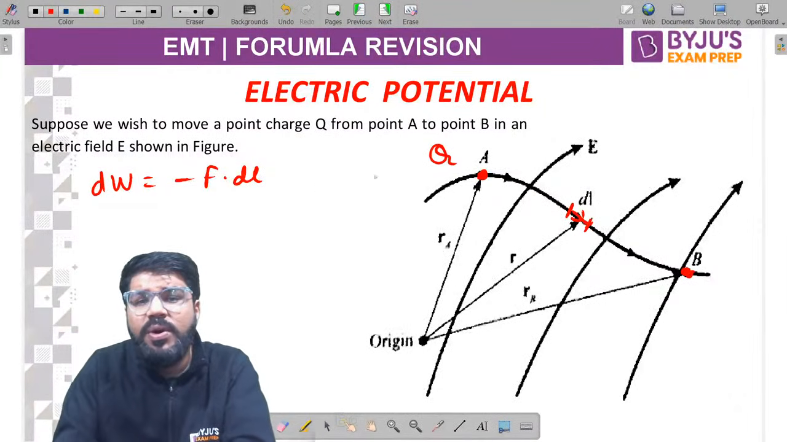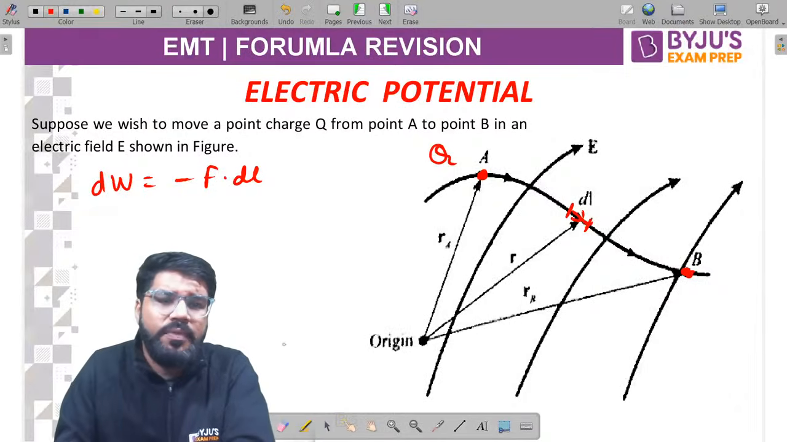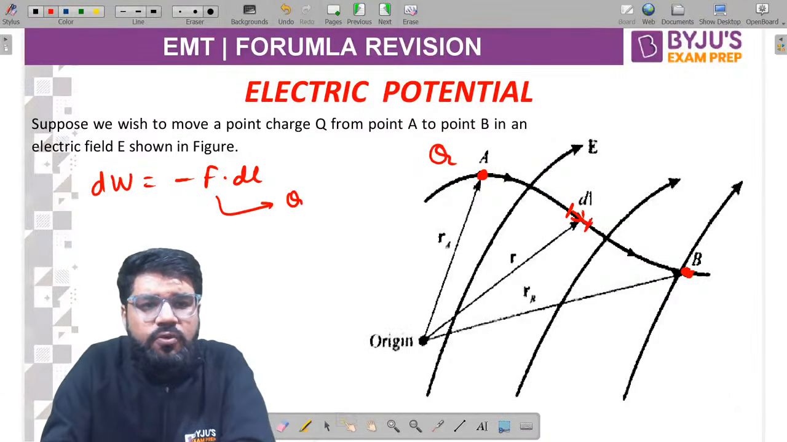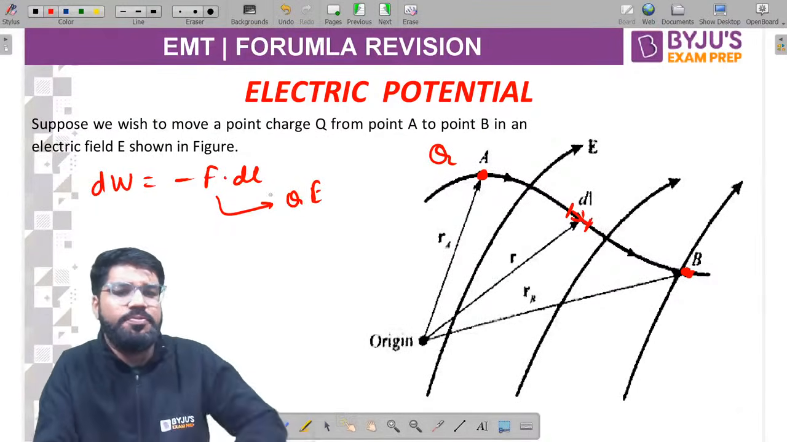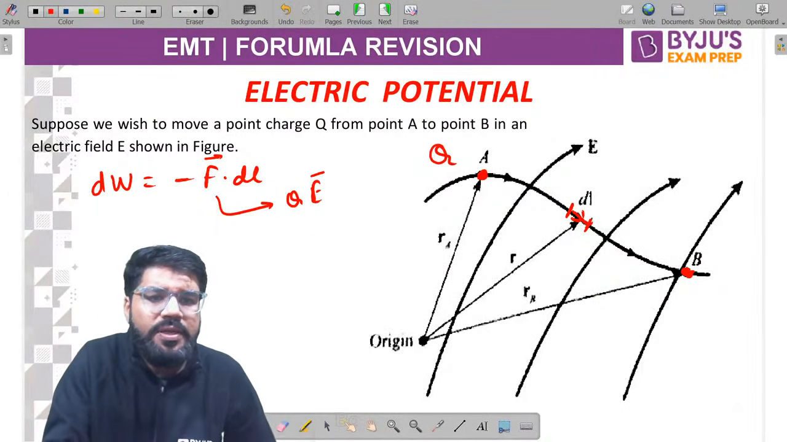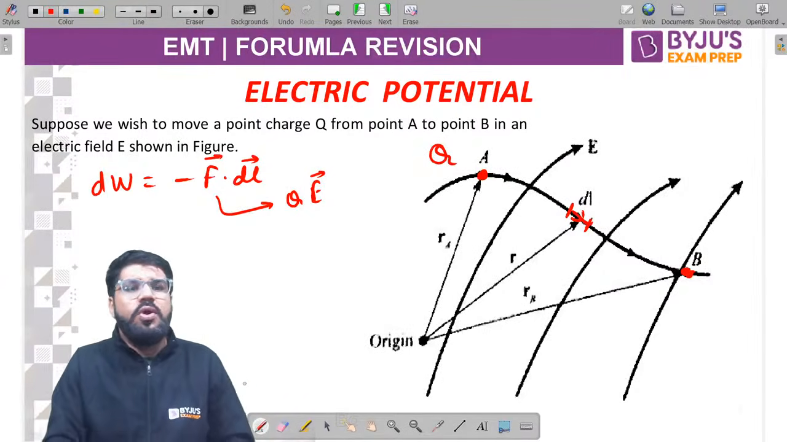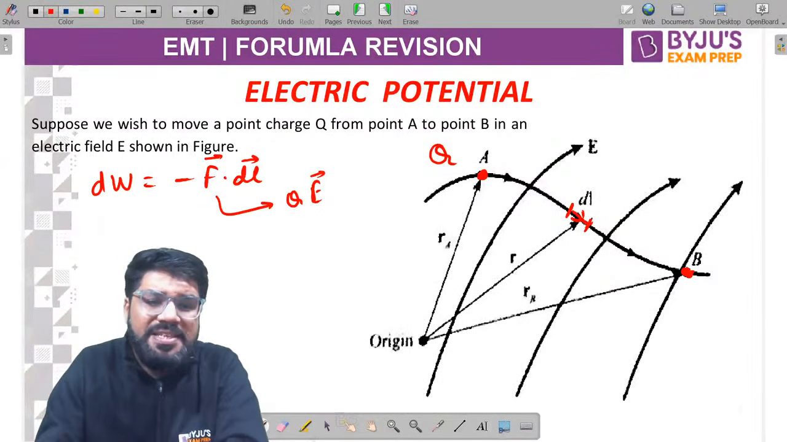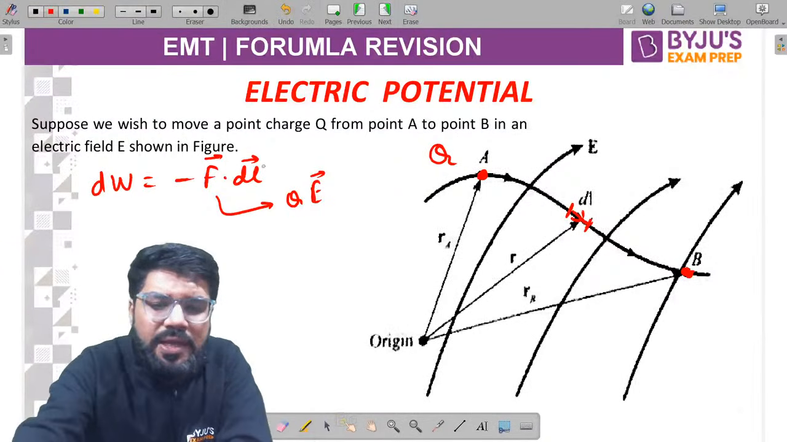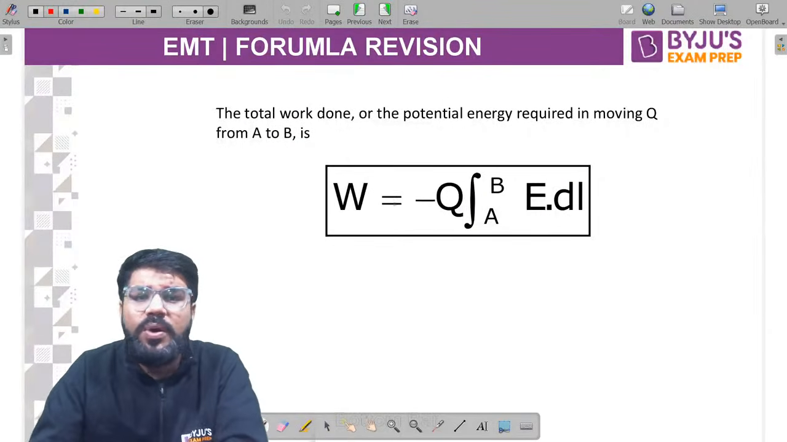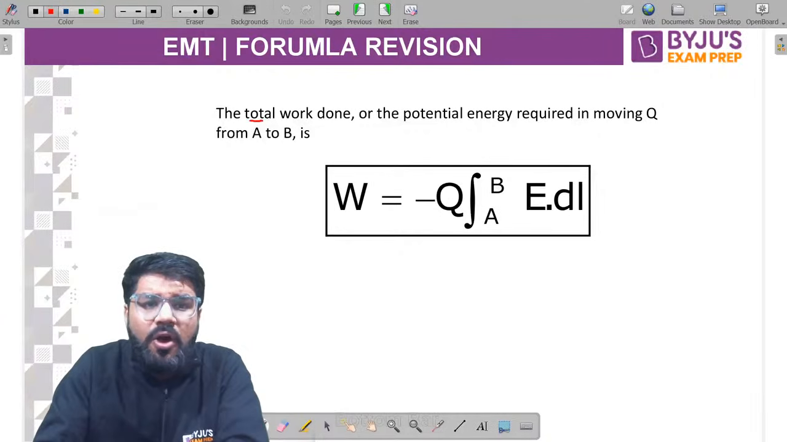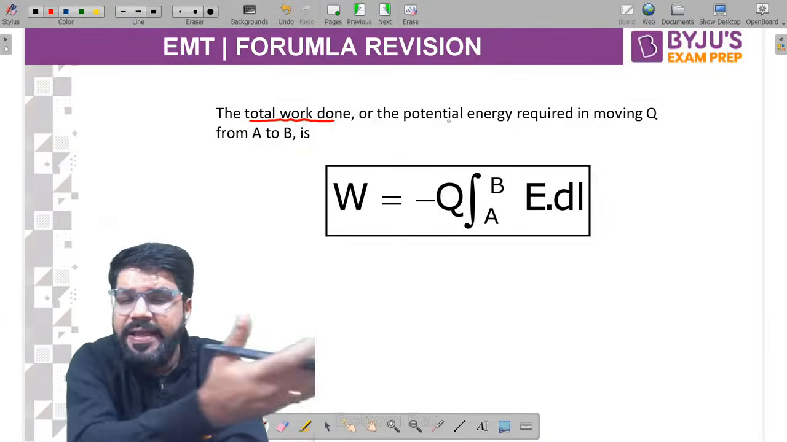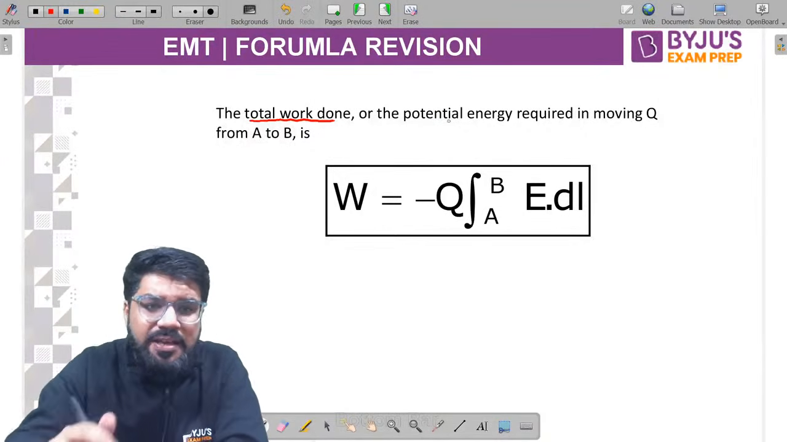So what is the total work done in moving the charge from A to B? Now, what is the force acting on the charge in the presence of an electric field? That is Coulomb's law. Electric field is force per unit charge, and force is equal to Q into E. So what is the small work done in moving the particle through the small length dl? It is minus F dot dl, and F is equal to Q into E. So what is the total work done? The total work done, or the total potential energy required in moving the charge from point A to B, is the integration of the previous case. Integration from what?